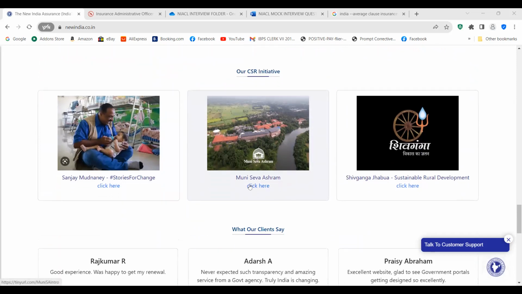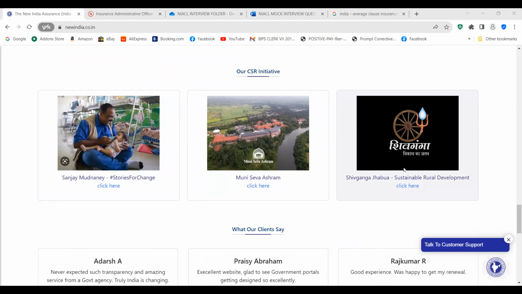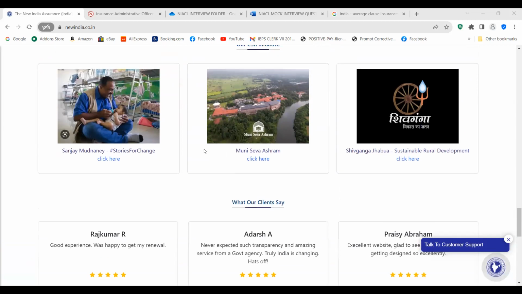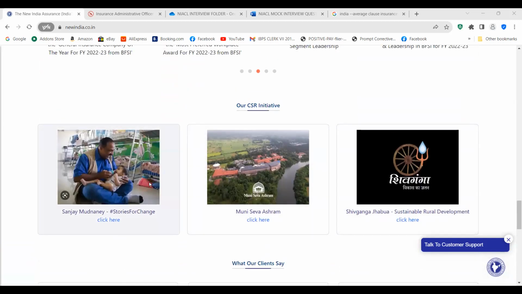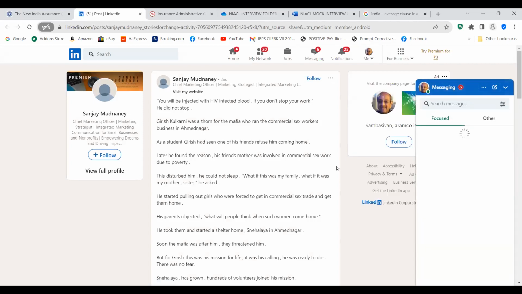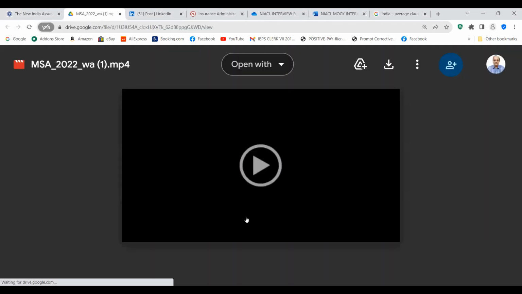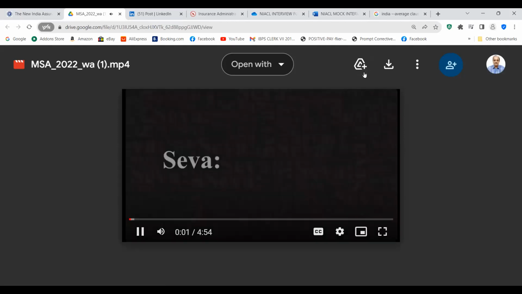Has anyone gone through this to know what CSR activities they are doing? Can anyone tell me what is given here? Excuse me, what is given here? Yeah, tell me. I have gone through that Seva Ashram. Yeah, what is it saying? That Muni Seva Ashram works for a cancer hospital, underprivileged children, school facility, education facility.